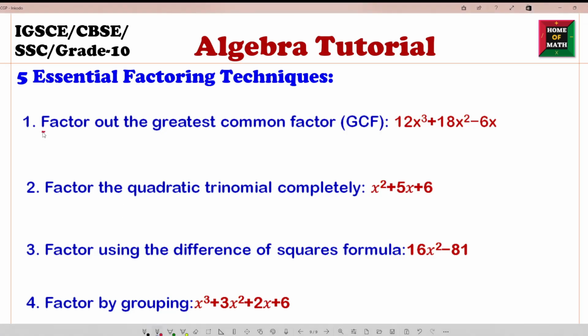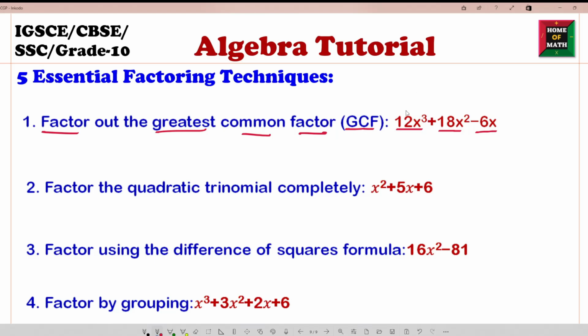First technique, factor out the greatest common factor, which is GCF. Here is 12x cube plus 18x square minus 6x. So which one is the common factor? Look, here is x cube, here is x square, and here is x. So naturally we can take common x.